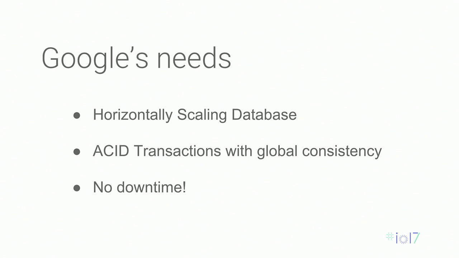So what were Google's needs? We needed a horizontally scaling database that we could give our most mission-critical data to. So we needed ACID transactions with global consistency. AdWords was already a global product at that point. And we needed no downtime. Every minute that we were down cost us millions of dollars of revenue. So how were we going to solve this problem? The answer was Spanner.